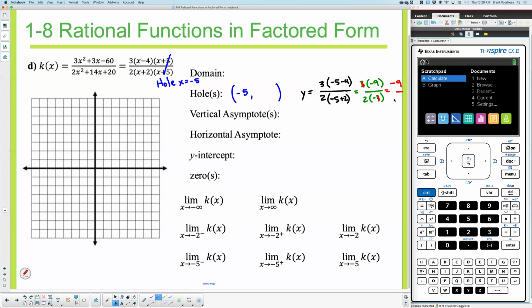-9 divided by -2. What happens with two negatives? They become positive. I'm running out of space. I'm just going to write it right in. 9/2. That's 4.5. So go left 5, up 4.5. Left 5, 1, 2, 3, 4, 5, up 4.5. There's your open circle. There's my hole.